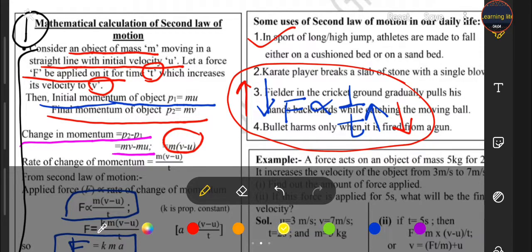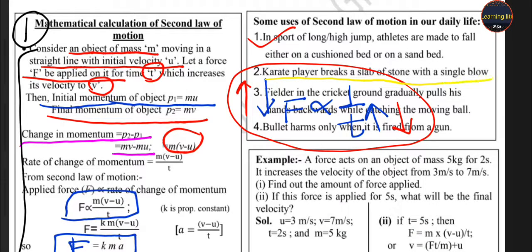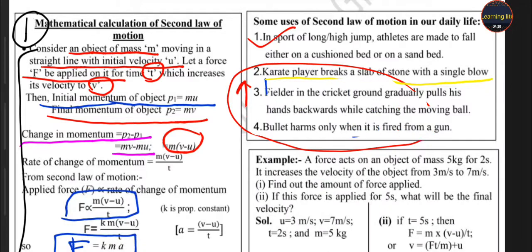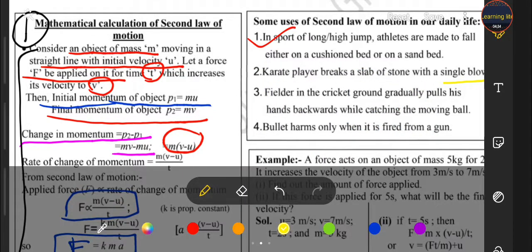Second, a karate player breaks the slab with a single blow. Why does a karate player break the slab with a single blow? Why can't he slowly hit and break it? Because whenever he breaks the slab in a single blow, it reduces the time, and when time is reduced, force increases, and with a high force he can break the slab in a single blow. Okay, student.